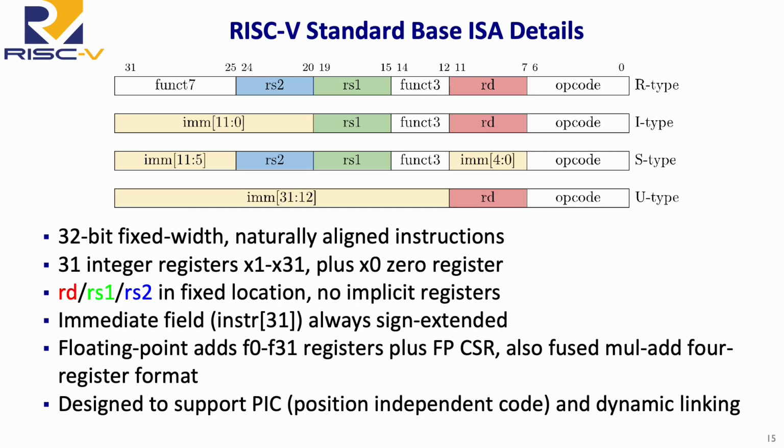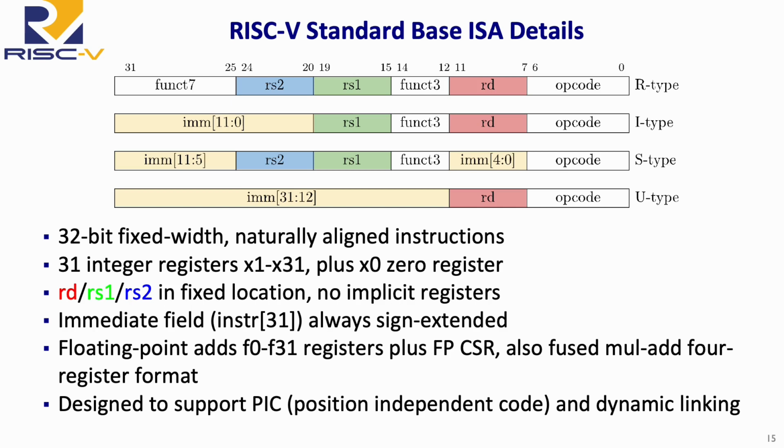So for this base instruction set, it's 32-bit fixed width, what they call naturally aligned instructions. In other words, the instructions are on a 4-byte boundary, so there's no complication during instruction fetch for the processor. It just reads a 32-bit word in. And by the way, it's a 32-bit instruction regardless of whether it's a 32-bit processor or a 64-bit variant. There are 31 integer registers, registers 1 to 31, and there's also register 0x0, which is always 0.